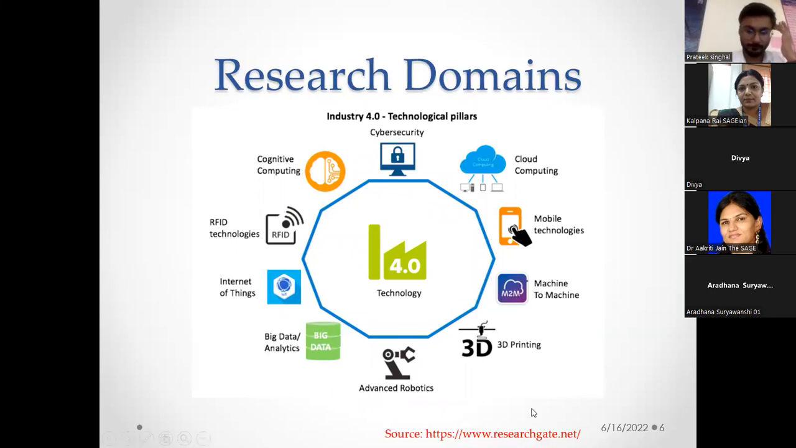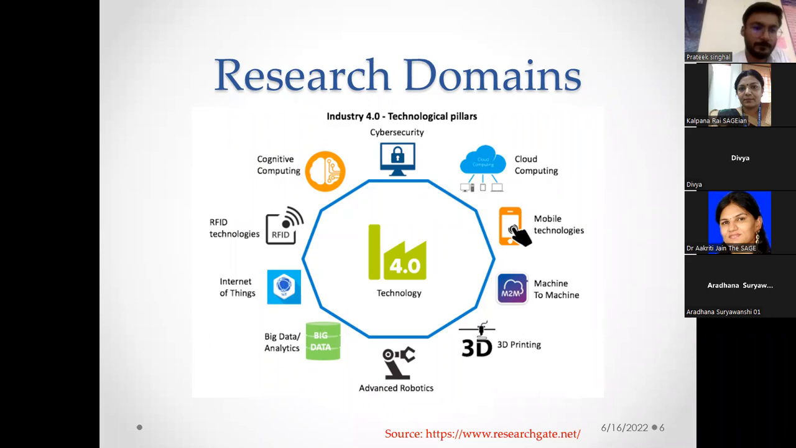For example, if we are concerned about computer science and engineering, in that case Industrial Revolution 4 is basically correlated with different advanced technologies like cloud computing. You might have known about this one. Then mobile technologies, machine learning, 3D printing, advanced robotics, big data and its analytics. Then IoT, generally called by the abbreviation, Internet of Things. Then RFID technologies and cognitive computing. These are just a sample of what I have given here.